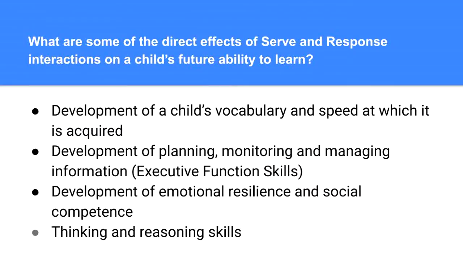What are some of the direct effects on a child's future ability to learn? Serve and return interactions, or child-centered interactions, have an effect on the development of a child's vocabulary and speed at which it is acquired. The development of planning, monitoring, and managing information, which are more formally known as executive functioning skills. The development of emotional resilience and social competence, and also the development of thinking and reasoning skills.